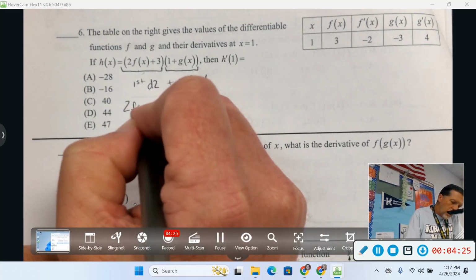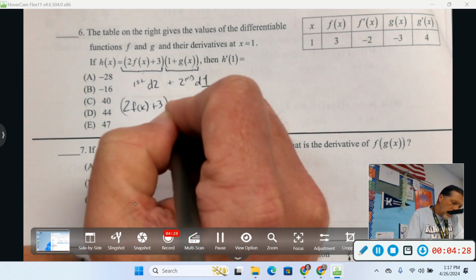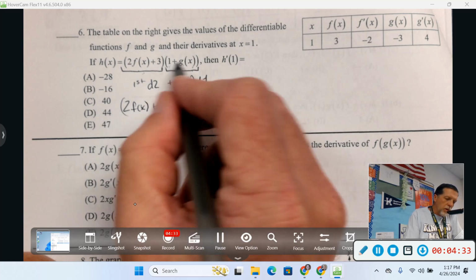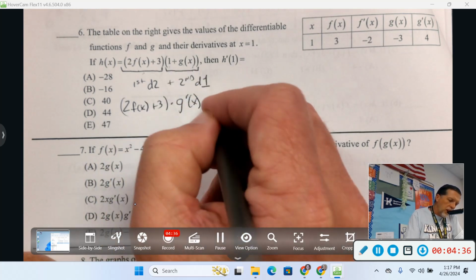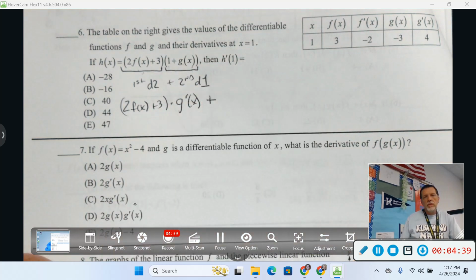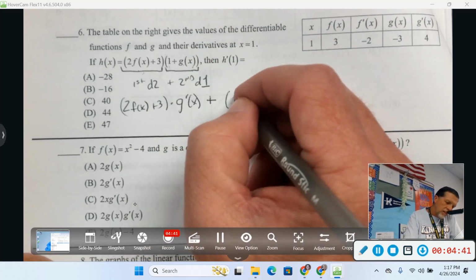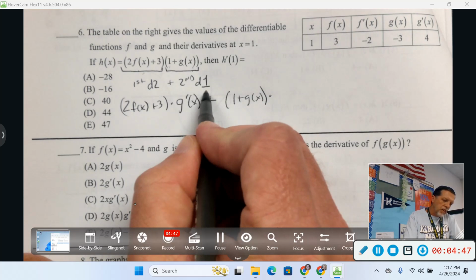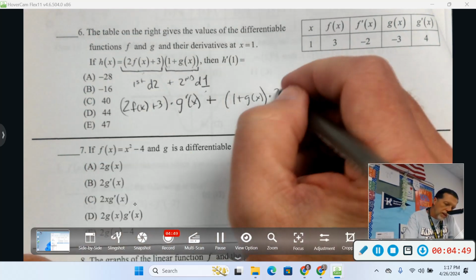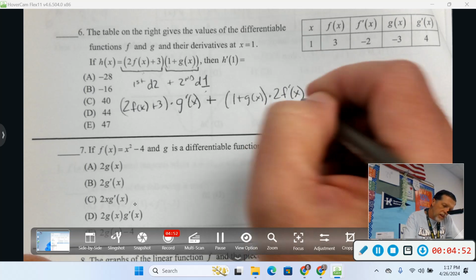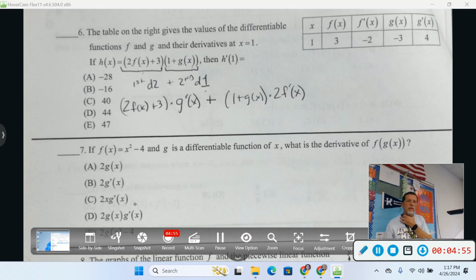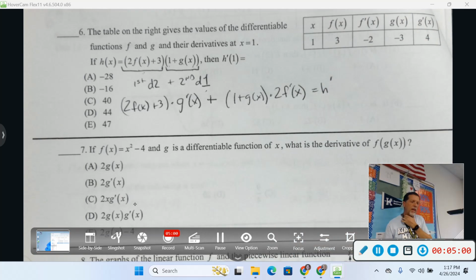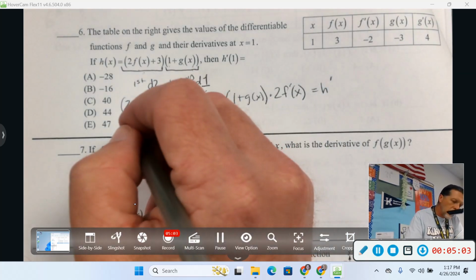So 2 f of x plus 3 times the derivative of the second. Well, derivative of 1 is 0. Derivative of g is g prime. Plus the second, 1 plus g of x, times the derivative of the first, so that would be 2f prime. So that's h prime. And if I want that at 1, then I need to plug in 1 at all of those places.